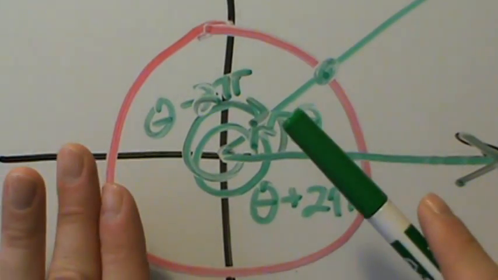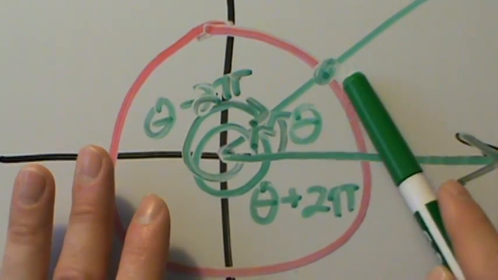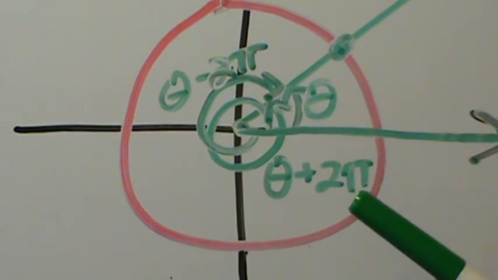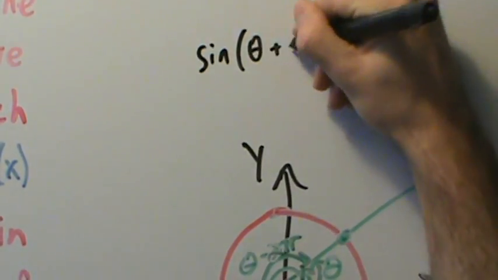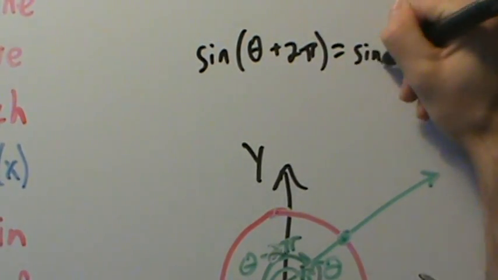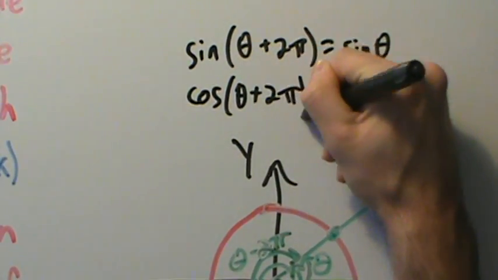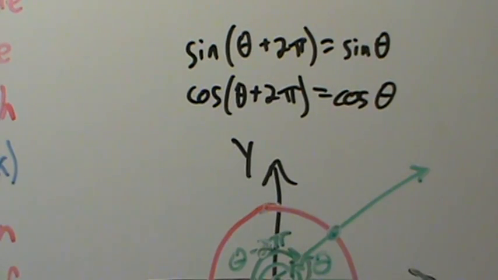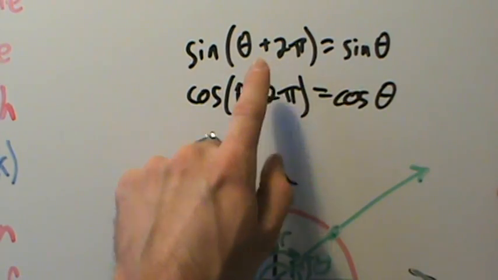So this tells us what the period is, right? If we go around one full revolution, theta plus 2 pi, we're back at the same point. So that's actually telling us that the trig function evaluated at theta plus 2 pi is the same as the trig function evaluated at theta. So in other words, for example, the sine of theta plus 2 pi equals the sine of theta. Same thing with the cosine. The cosine of theta plus 2 pi equals the cosine of theta. And not just plus 2 pi, but plus 6 pi, plus 4 pi, plus 8 pi, plus 122 pi, minus 2 pi, right?